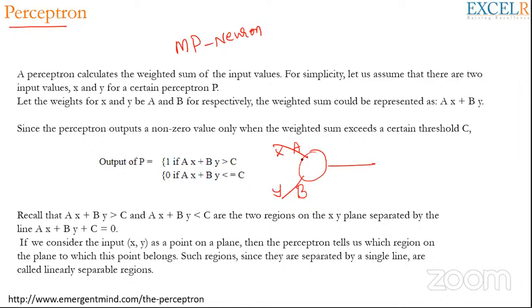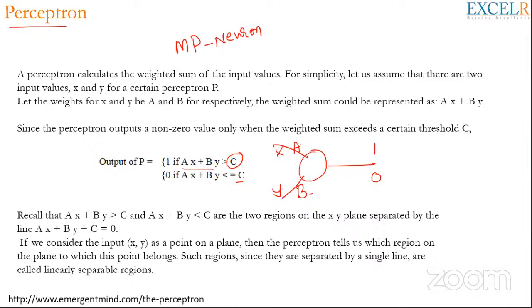If the weighted sum AX plus BY is greater than a certain threshold value, that is C, then the output would be 1. If the summation is less than or equal to the threshold value C, then the output would be 0. So that's how this perceptron would work. This is a basic building block of a neural network.